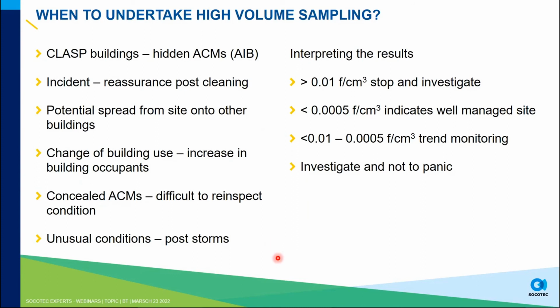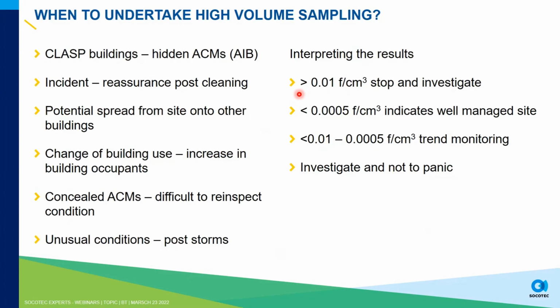What would you do about the result? Clearly, any result above 0.01 would indicate that there's a need to stop and investigate, because that's above the clearance indicator. Results down to 0.0005 or less clearly indicates the site is well managed and the asbestos risks are therefore low. And again, if you get results between the clearance indicator and the 0.0005 environmental level, then clearly we can trend monitor those limits.